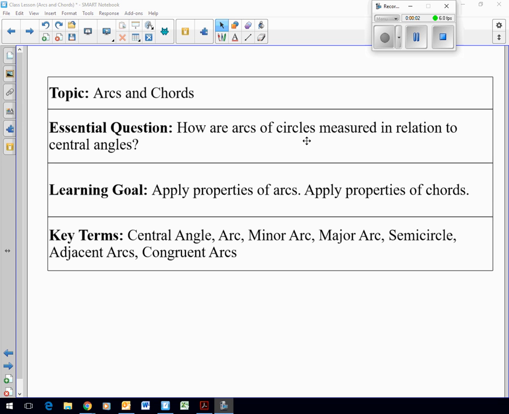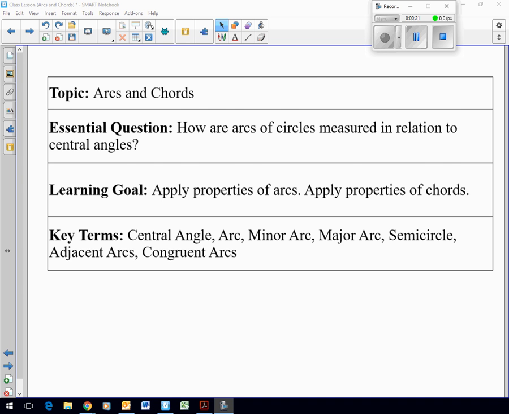So today, guys, we're going to talk about arcs and chords. How are arcs of circles measured in relation to central angles? Apply properties of arcs and properties of chords. Our key terms are central angle, arc, minor arc, major arc, semicircle, adjacent arc, and congruent arc.